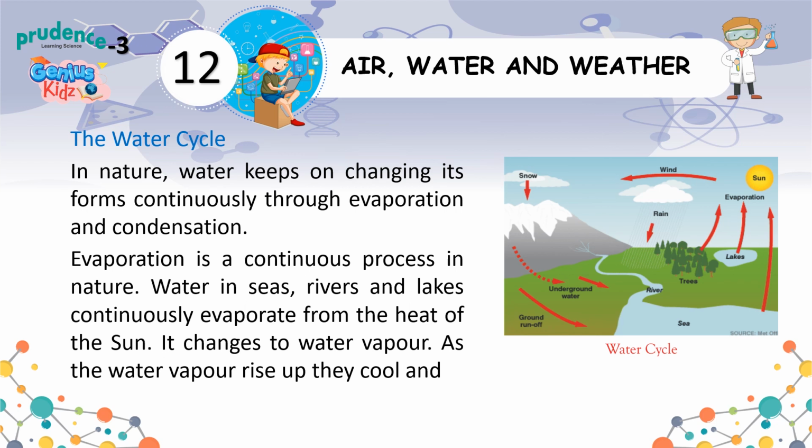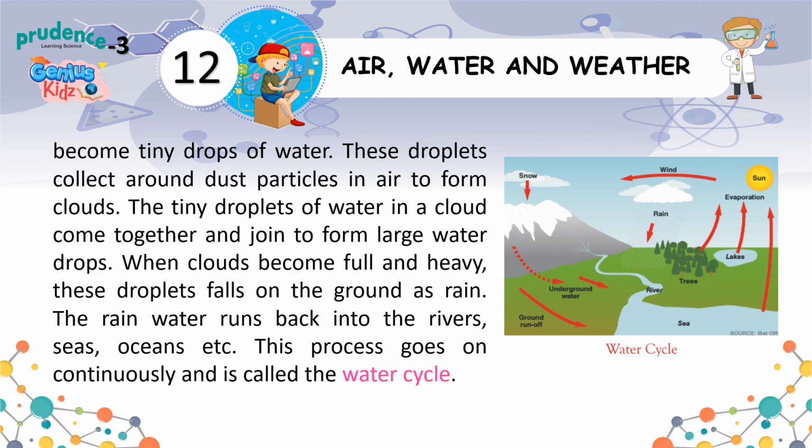The water cycle. In nature, water keeps on changing its forms continuously through evaporation and condensation. Evaporation is a continuous process in nature. Water in seas, rivers and lakes continuously evaporates from the heat of the sun. It changes to water vapor. As the water vapor rises up, it cools and becomes tiny drops of water. These droplets collect around dust particles in air to form clouds.